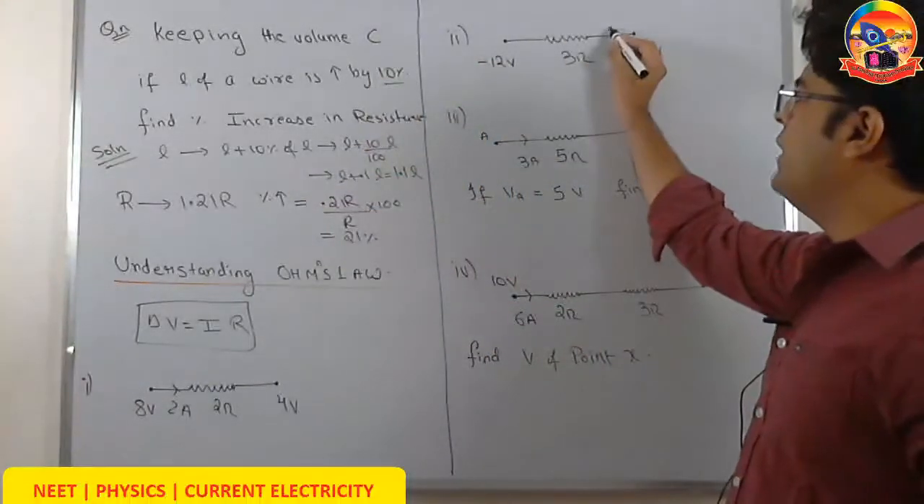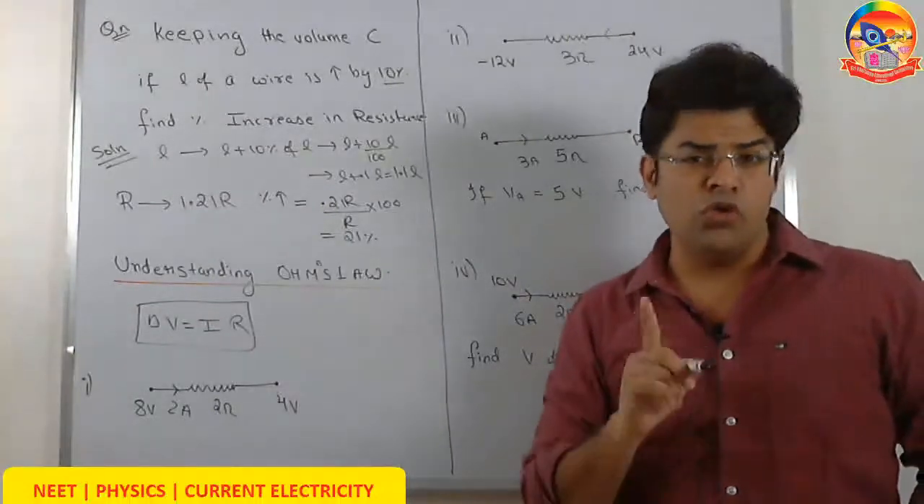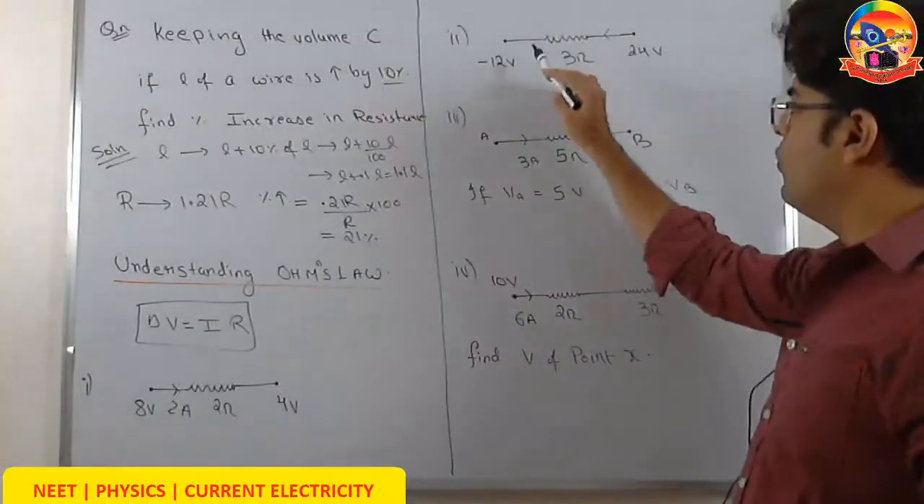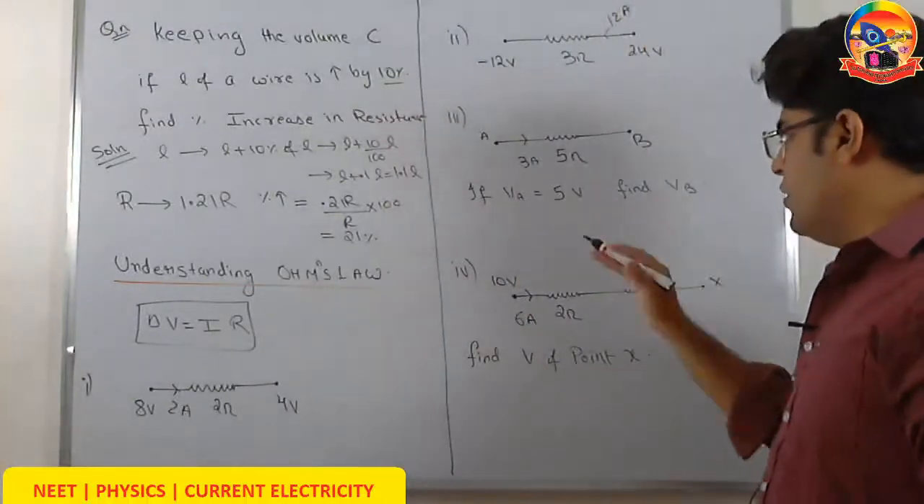Now what will be the current in this line? Current in a resistor flows from higher potential to lower potential. So here 24 minus 12, 36 divided by 3. So the current has to be 12 ampere. Next example.